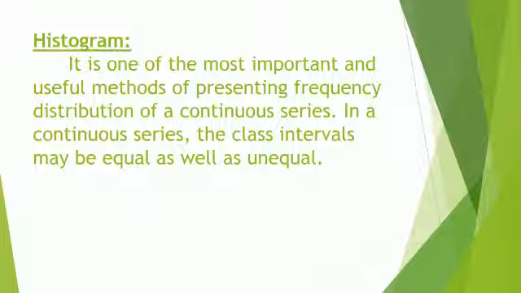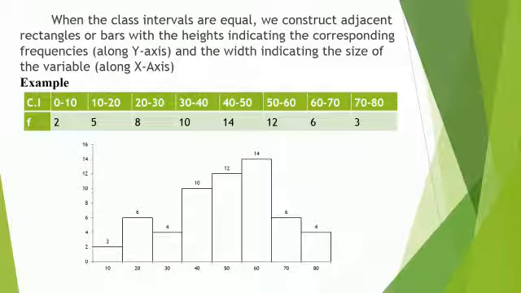I give an example for the unequal class interval: 5 to 10, 10 to 15, 15 to 25, 25 to 35. The first two differences are 5, the last two differences are 10. This is the unequal class interval. What is a histogram? A continuous bar is called the histogram. That means adjacent bars are called the histogram.